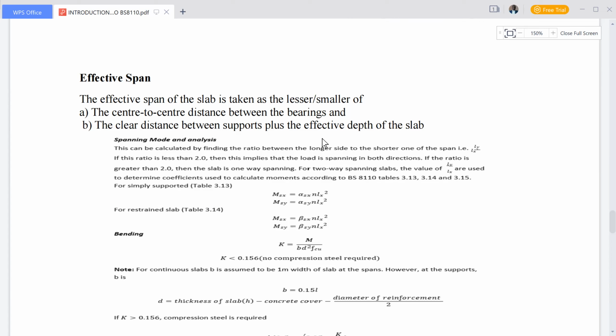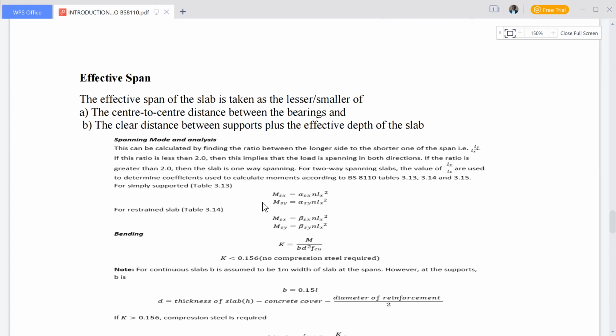Now, what you need to understand is that we also have two cases. If our two-way spanning slab is simply supported, we shall use table 3.13. So from 3.13, we shall obtain the moment along the X span as the coefficient in X multiplied by the design load times Lx squared. Moment along Y will be equal to the coefficient along Y multiplied by the design load times span Lx squared.